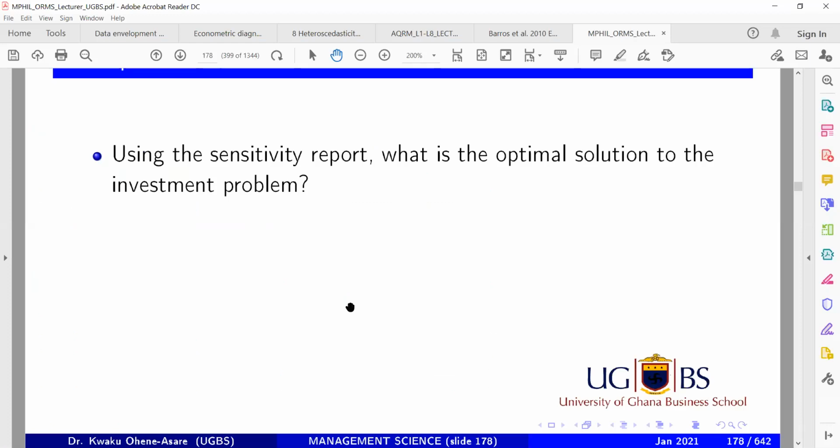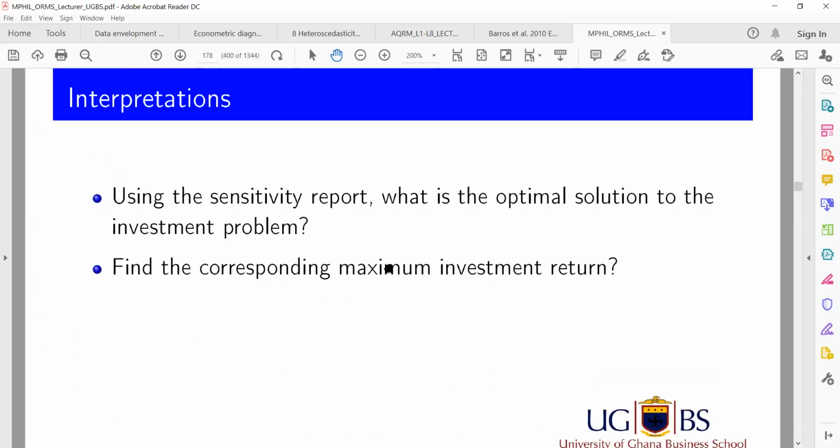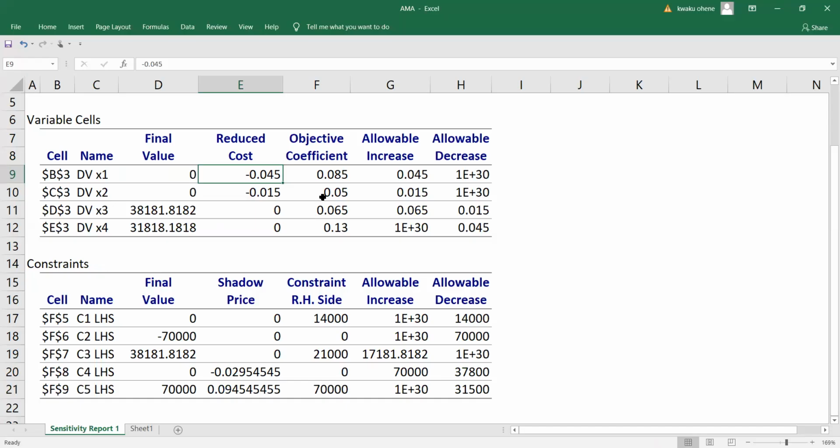The second question: find the corresponding maximum investment return. So we now know the optimal solution. What is the corresponding maximum investment return? Who can tell us? Who has an idea? How do you go about that? The corresponding maximum investment return.